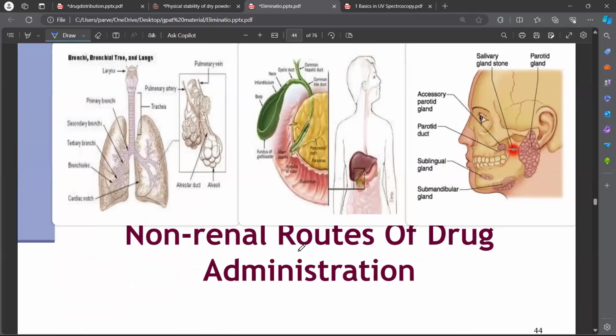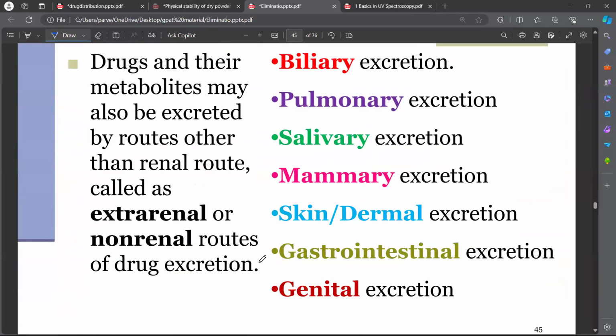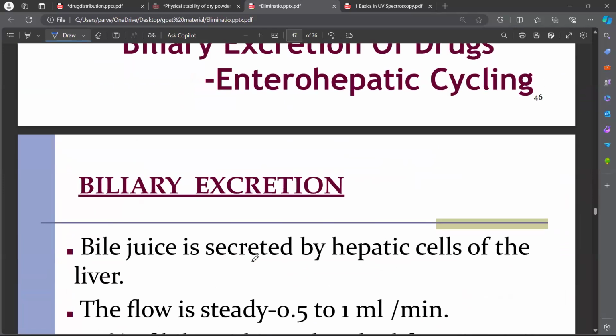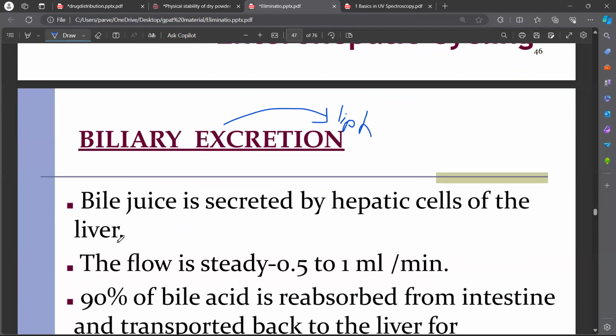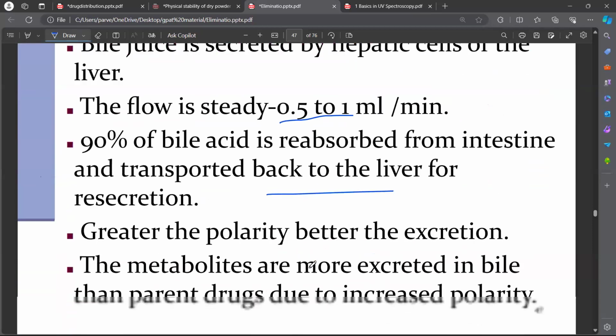Now let us discuss the non-renal routes of excretion. These are the different non-renal routes. Maybe these are of minor importance, but excretion occurs through these routes also. Coming to biliary excretion, mainly highly lipophilic drugs are excreted by this route, and bile is excreted by the hepatic cells. The flow rate is generally 0.5 to 1 ml per minute, and 90% of the bile excreted in the small intestine is reabsorbed and transported back to the liver.